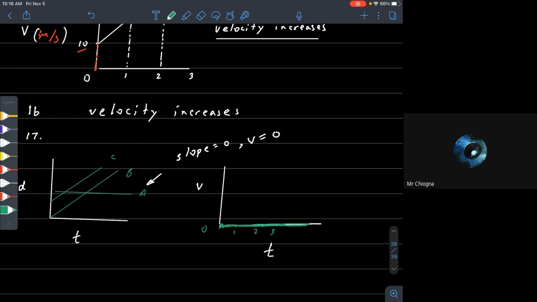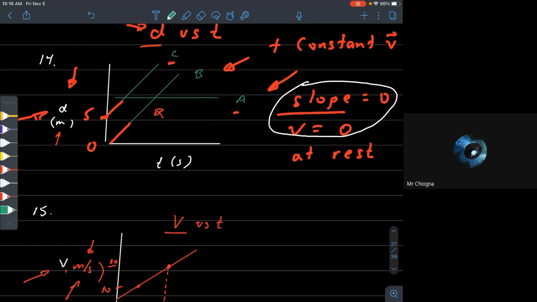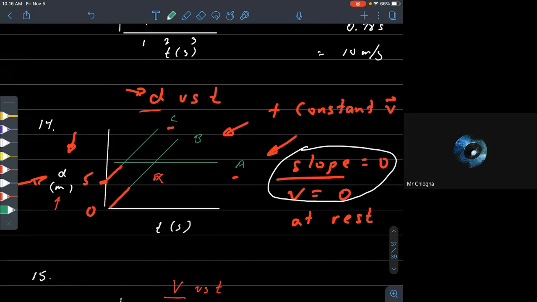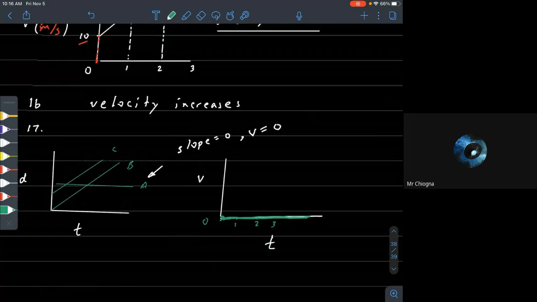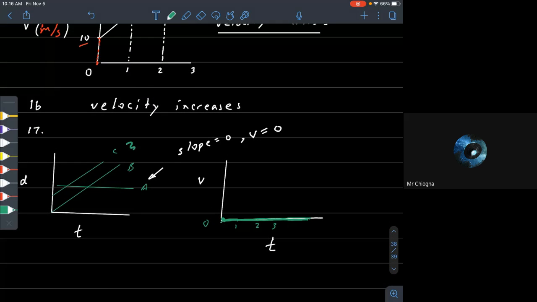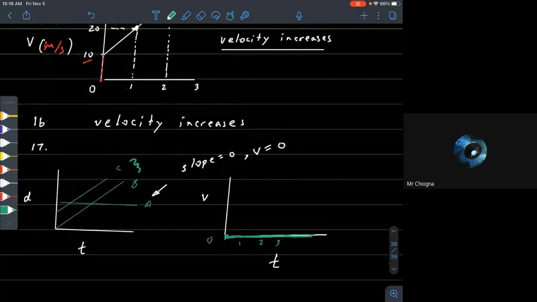Okay? And then B and C, go back to what we said earlier because it's the same graph. We said B and C are both constant velocity. Now, what is the velocity? I don't know what the velocity is. I'll make up a number. Let's say, again, it's 10 meters per second.